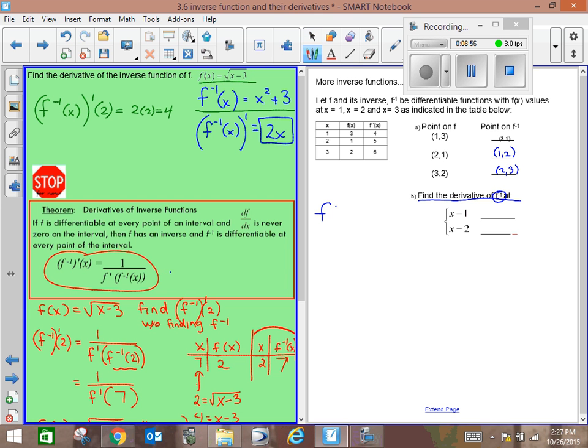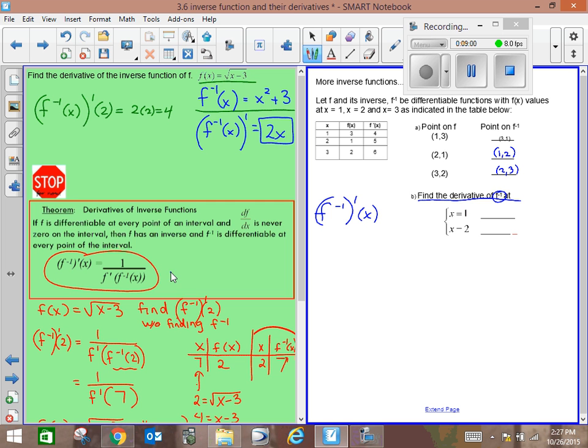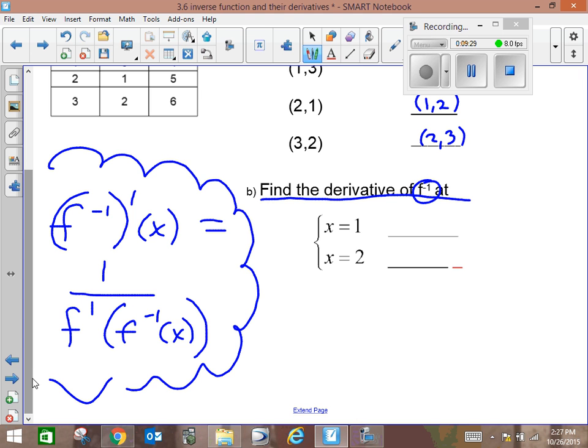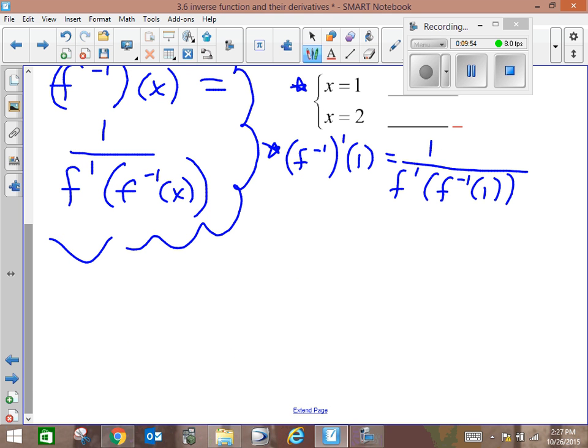So the derivative of the inverse equals 1 over f prime at the inverse of x. You'll remember that, or you won't, and if you don't, I'll show you how to derive it. We'll go back to that page. This is the formula you're going to use. So we're going to do x equals 1. The derivative of the inverse at 1 equals 1 over f prime at f inverse of 1.